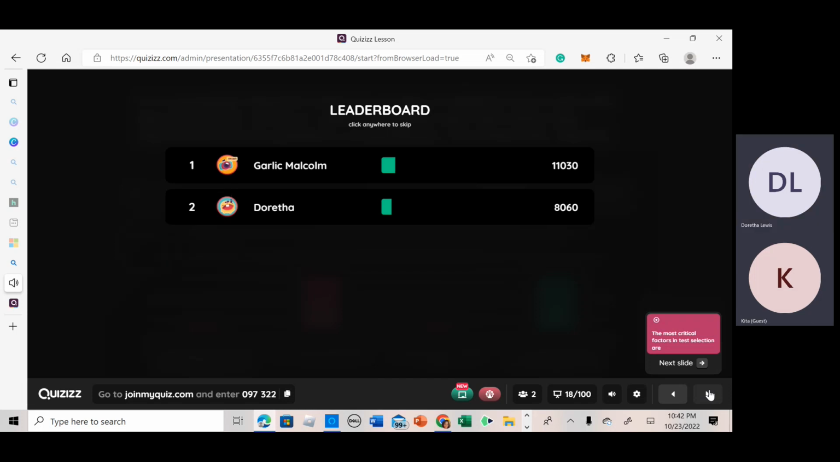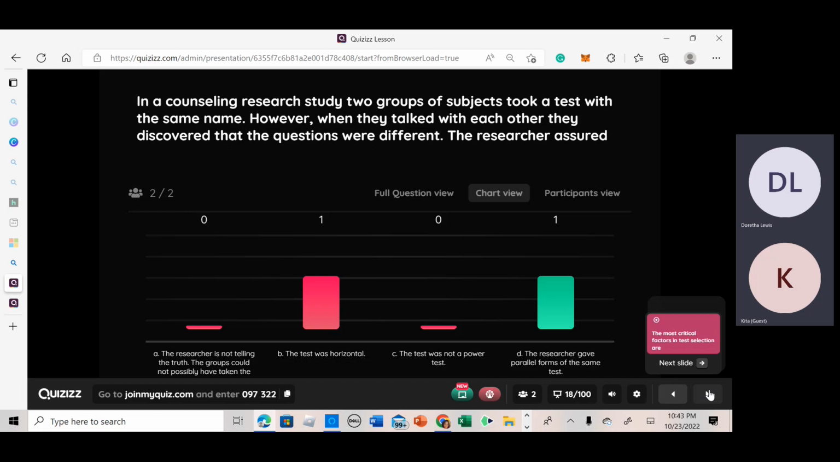I see you, Marquita. In a counseling research study, two groups of subjects took a test with the same name. However, when they talked with each other, they discovered that the questions were different. The researcher assured both groups that they were given the same test. How is this possible? Correct answer D. The researchers gave parallel forms of the same test.